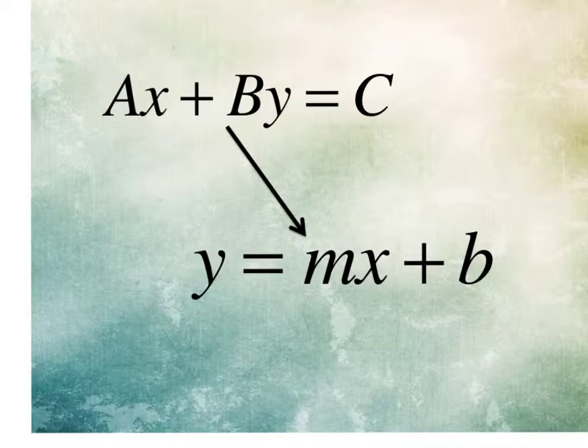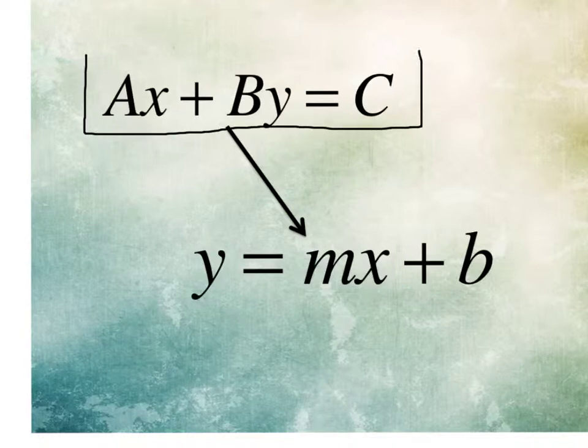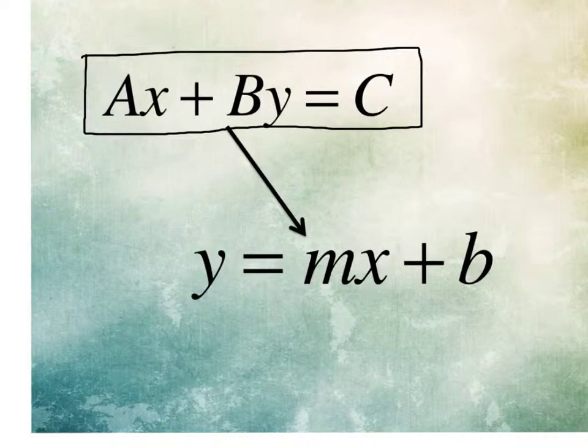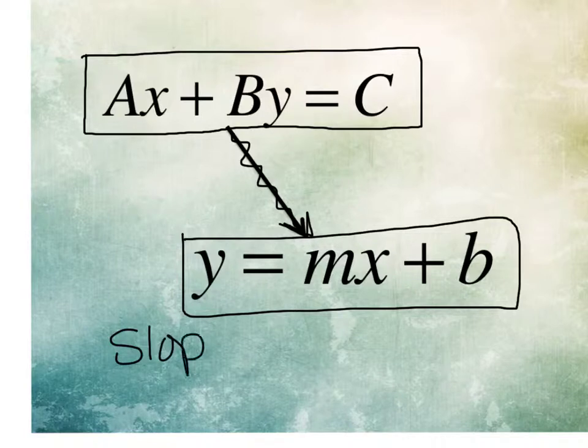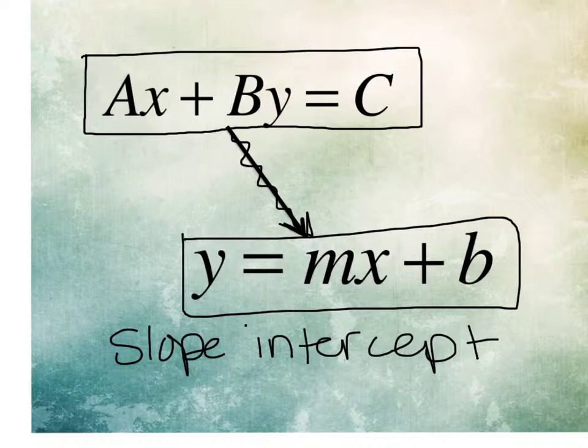We're trying to go from standard form, which is ax plus by equals c, and we've covered standard form in previous videos. And we're going to try to go from that form to y equals mx plus b form, which is also called slope-intercept form.